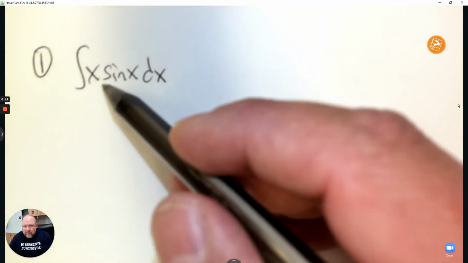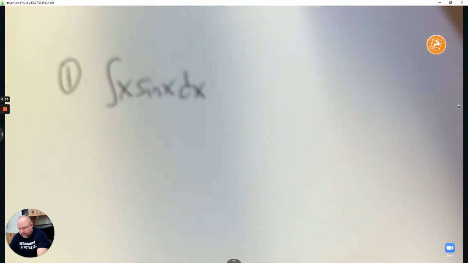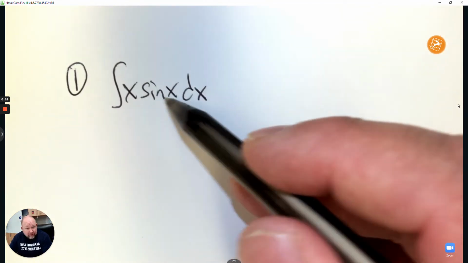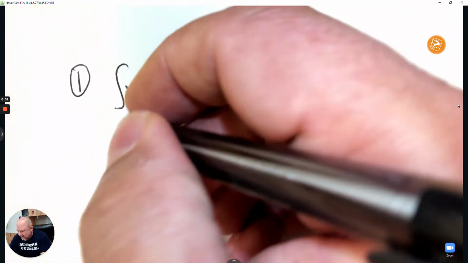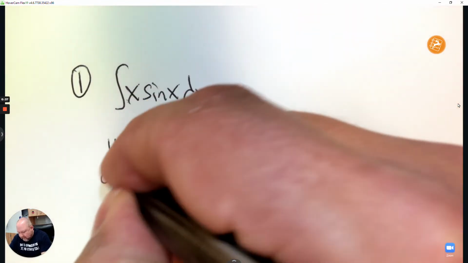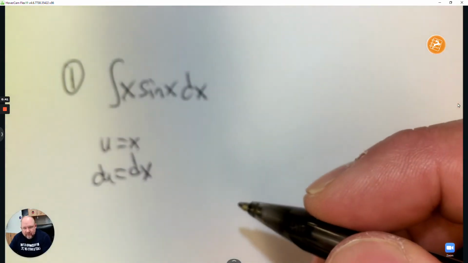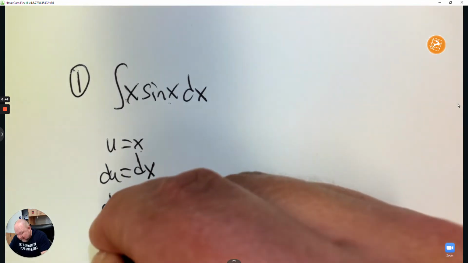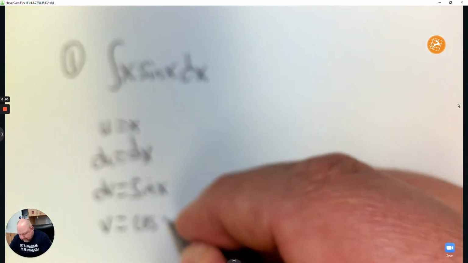So, by parts, we have two parts. One is usually an algebraic part, and one is usually trigonometry or an exponential or a logarithm. And so in this situation, we're going to let x equal u. We're going to take the derivative of that. The derivative of x is 1, but it needs a dx. dv is going to be sine x, and then we're going to integrate that for what v is. So the integration of sine is cosine.